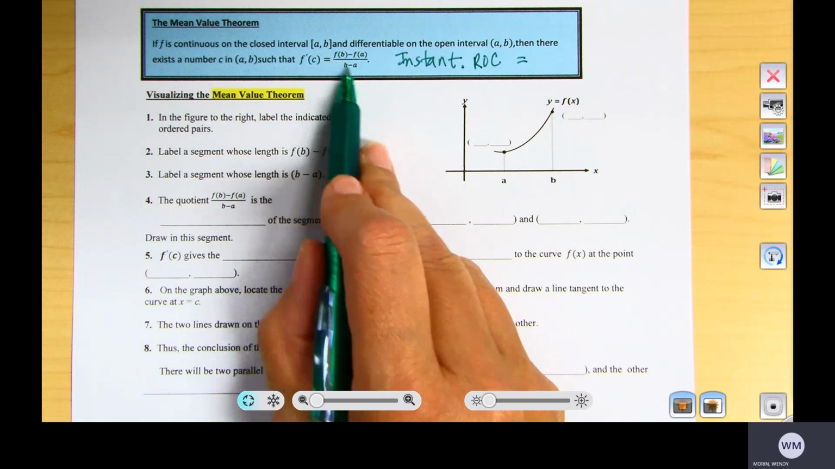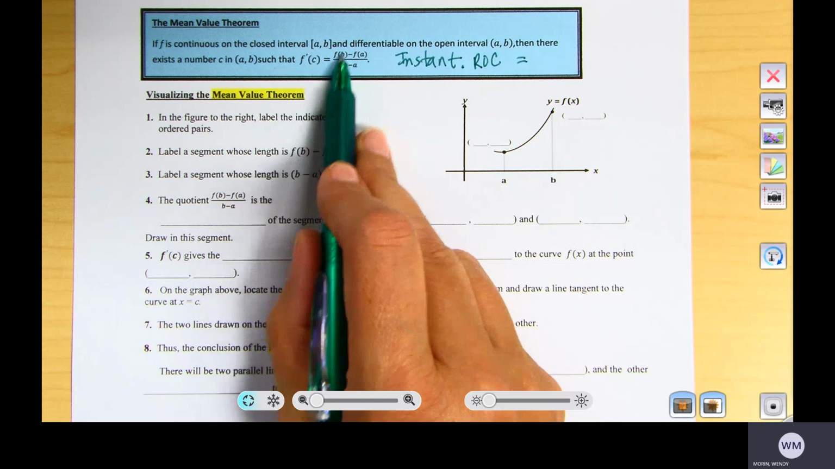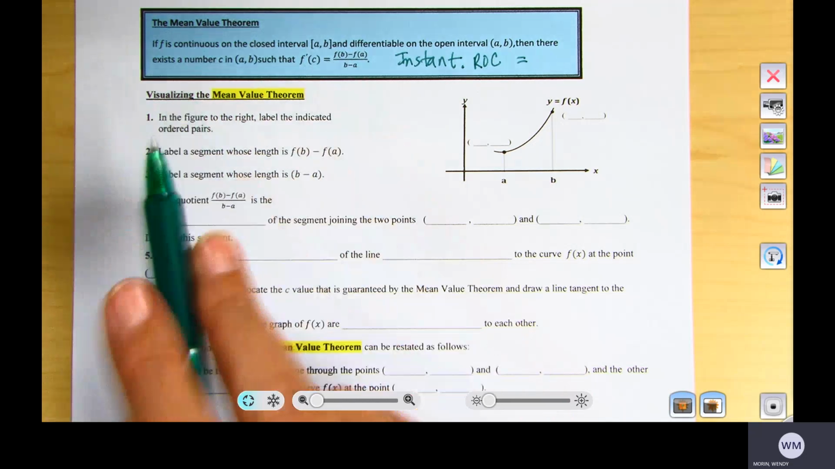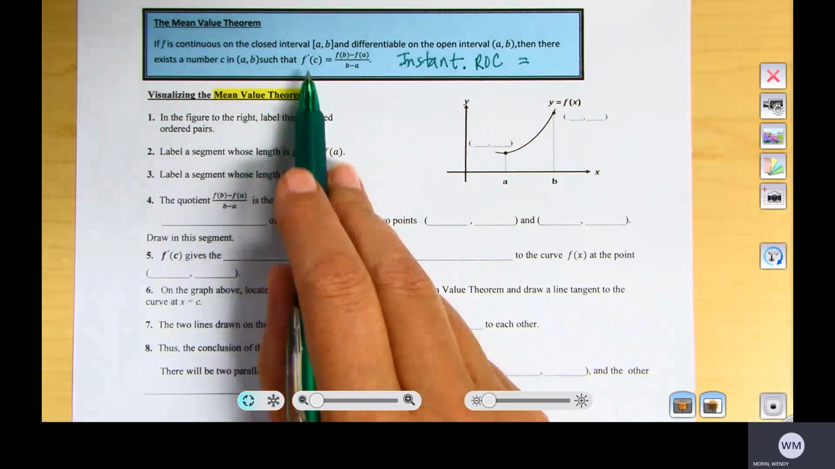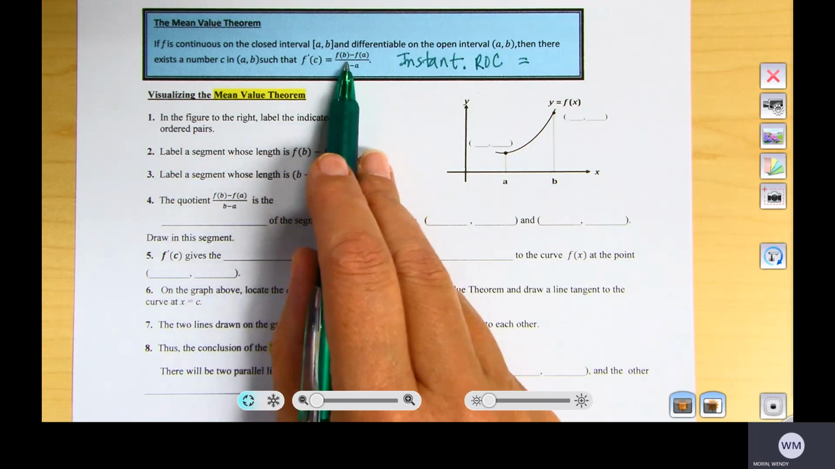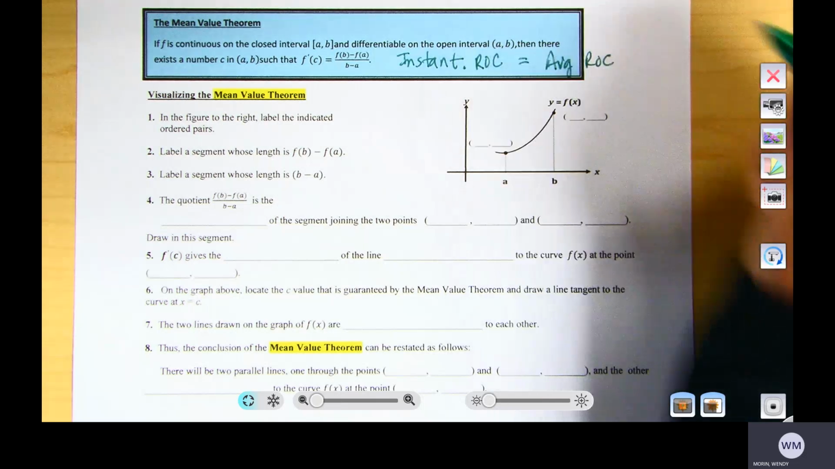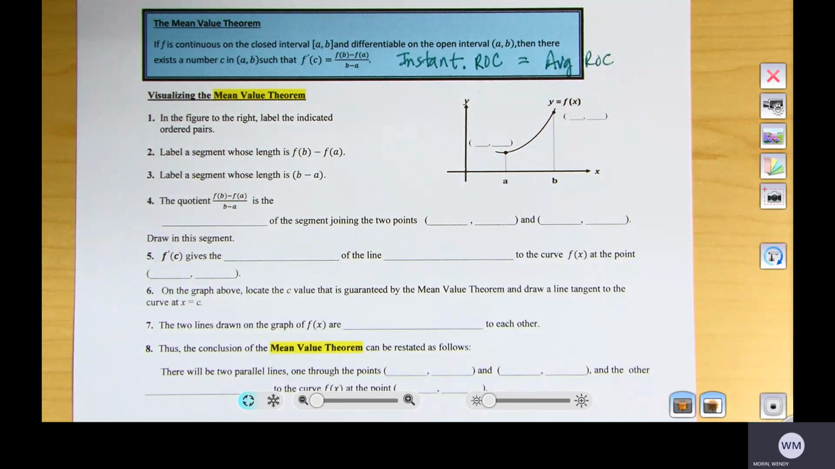That's the slope of the secant line. This is the slope of the tangent line. This is the slope of the secant line. We can't use that terminology in calculus. This is called the instantaneous rate of change. What's this called? The average rate of change. That's the mean value theorem.